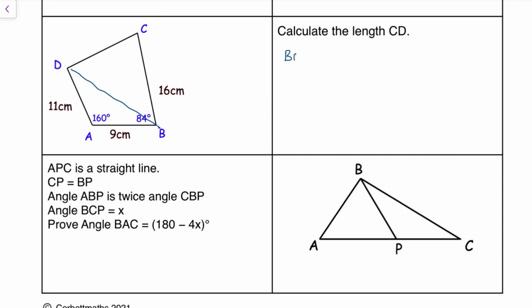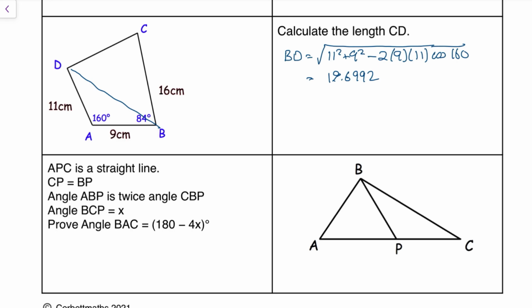So BD, using the cosine rule, is going to be the square root of 11 squared plus 9 squared minus 2 times 9 times 11. Let's write that slightly neater: 2 times 9 times 11 times cos of the angle in between, which is cos of 160. So calculator out, and that gives me 19.699. I'm going to write 6992, which is more than enough significant figures, so my final answer should be okay.